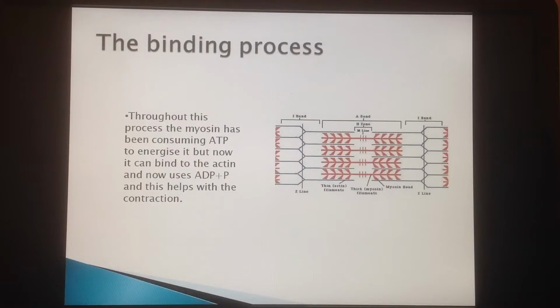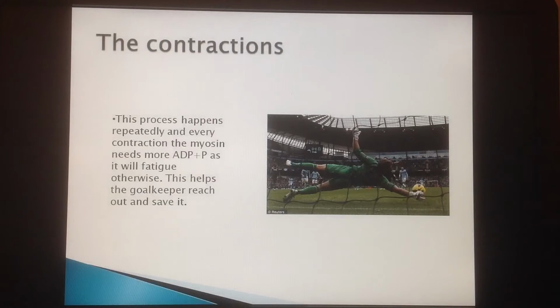But every time the muscle needs to contract, the myosin needs to take on ATP, which is an energy source, and this helps them pull against each other. This contraction happens repeatedly, but it can fatigue when there isn't enough ATP present. But this in turn will help the goalkeeper contract his muscles to help him save it.